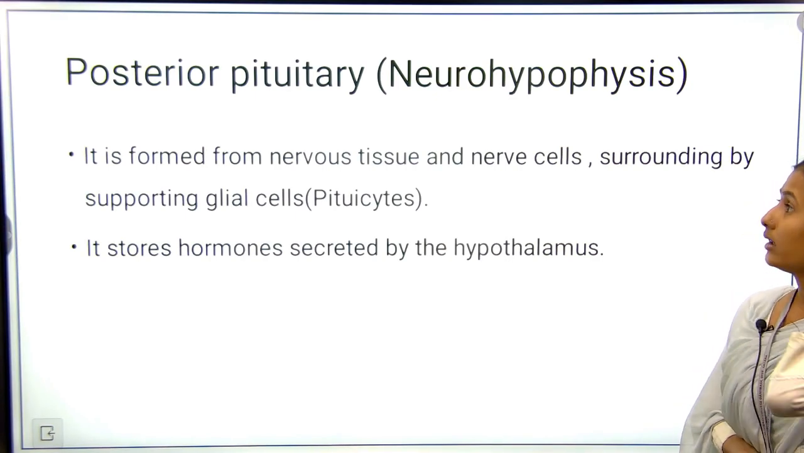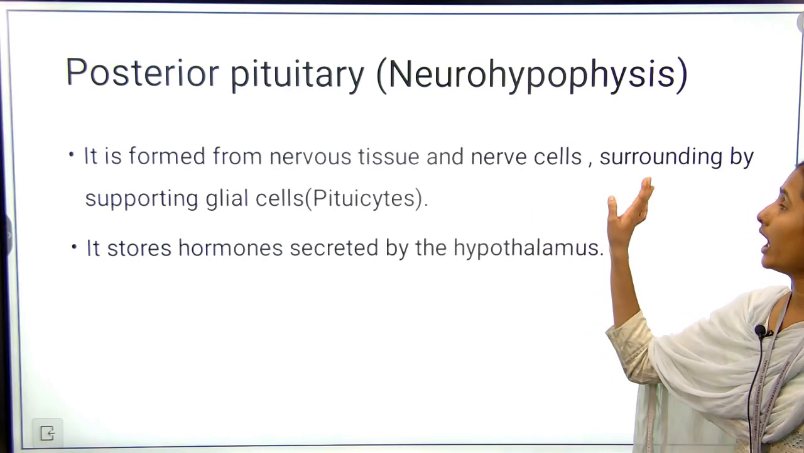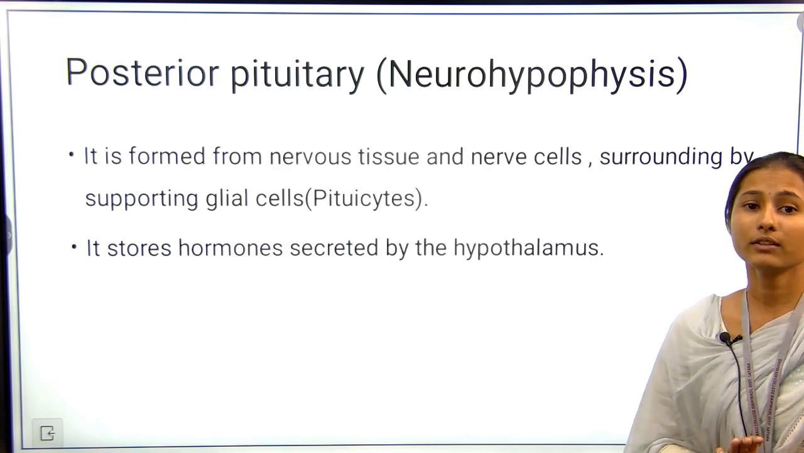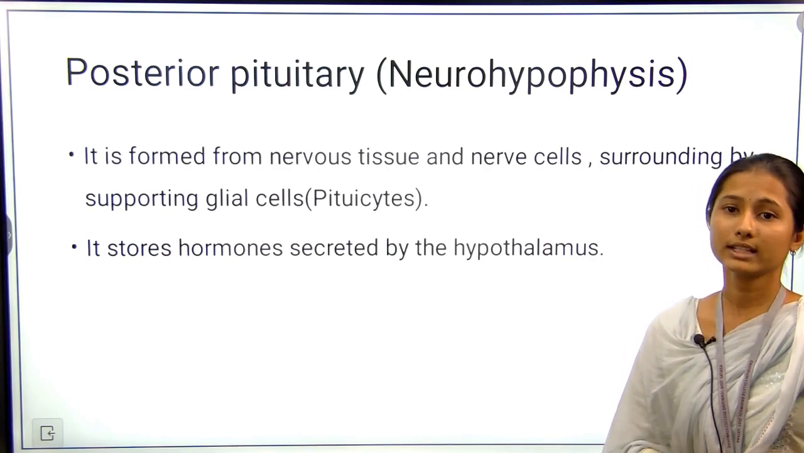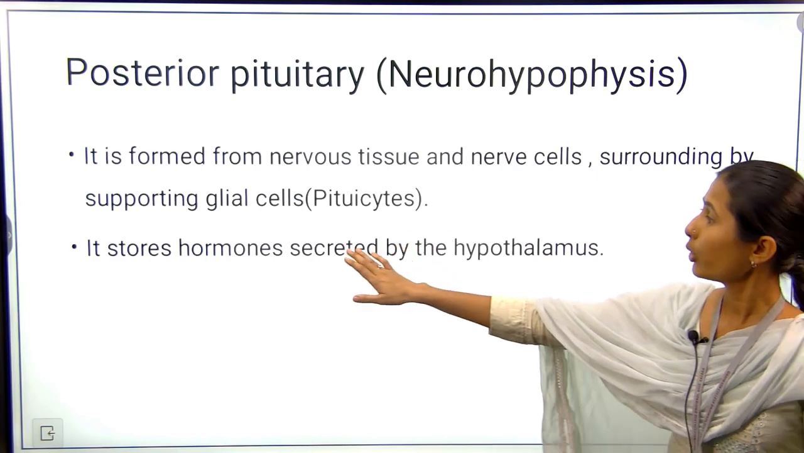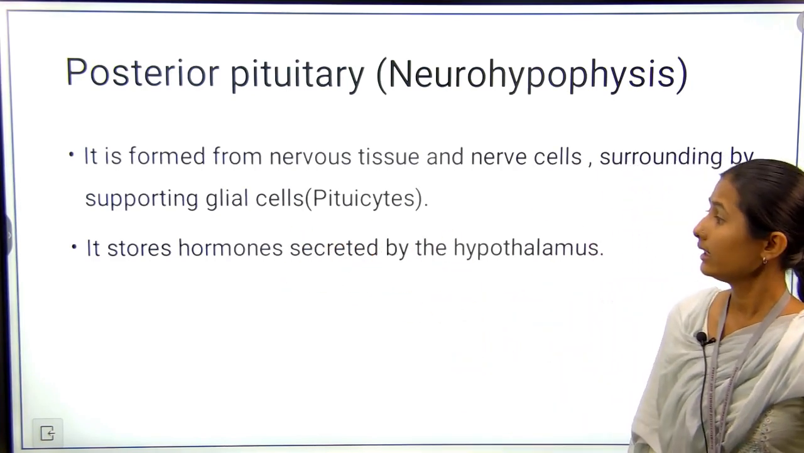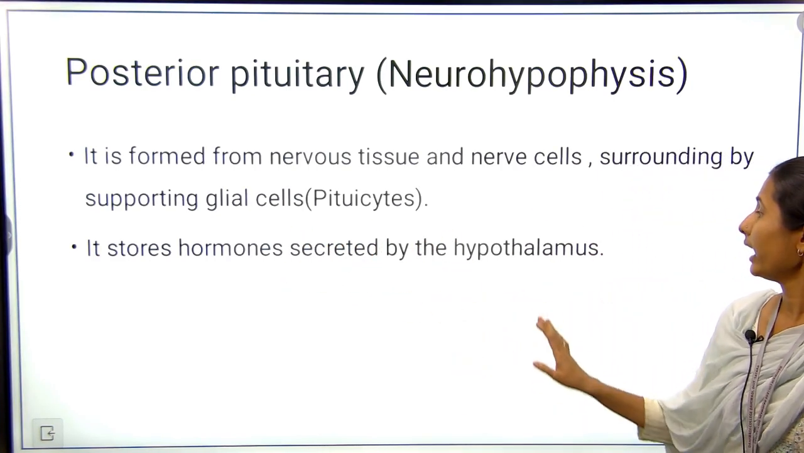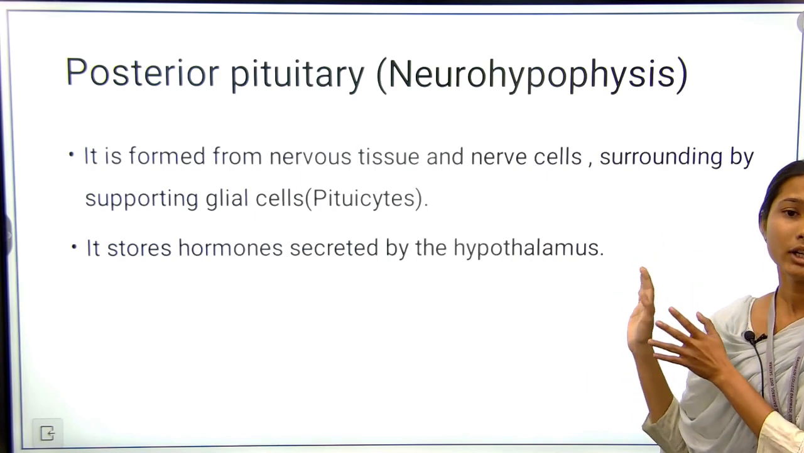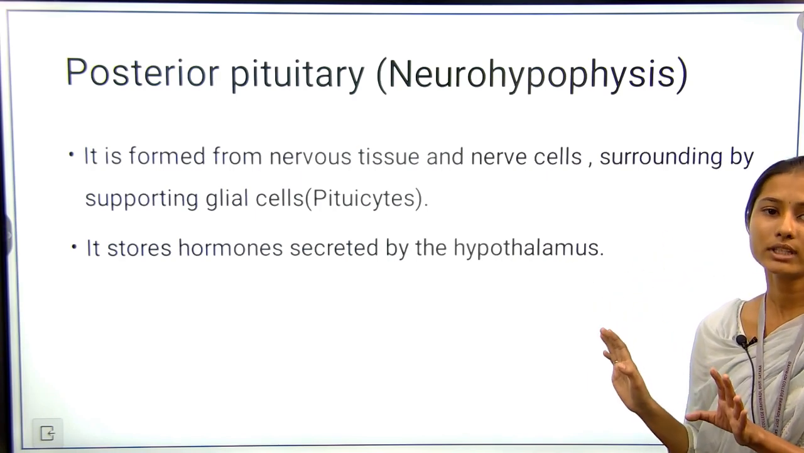Then the posterior pituitary, also known as the neurohypophysis, originates from nervous tissue, nerve cells, and is surrounded by supporting glial cells. It stores hormones secreted by the hypothalamus. The posterior pituitary only stores the hormones; it cannot produce any hormone.